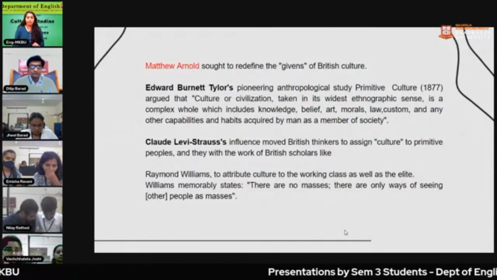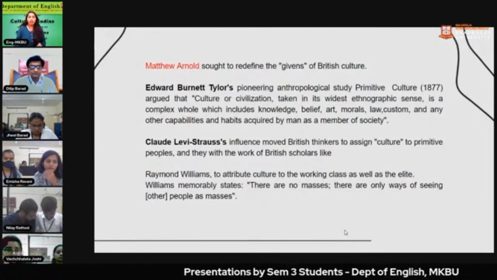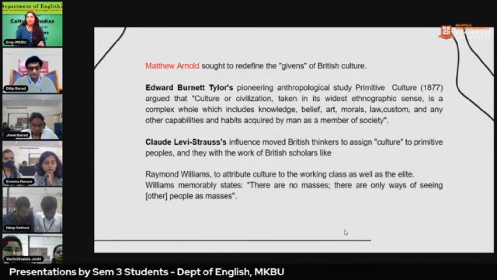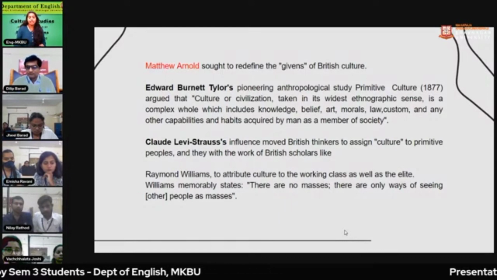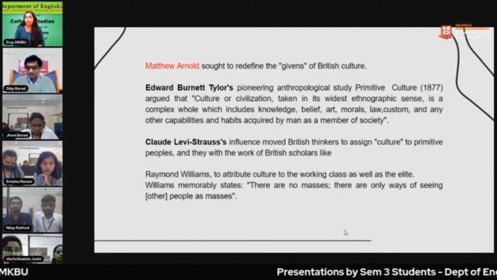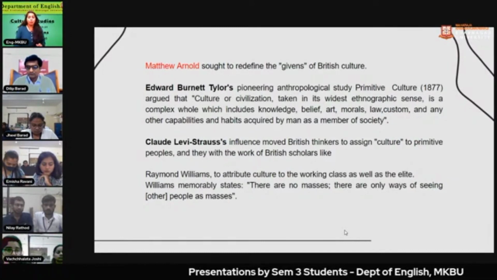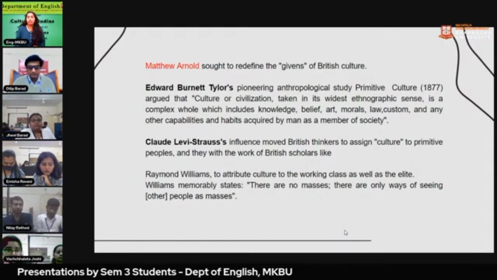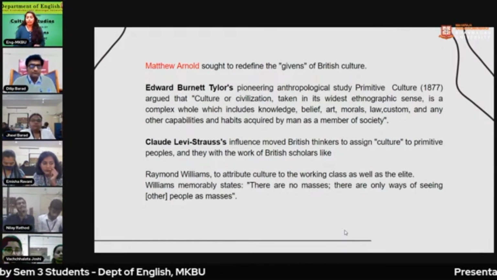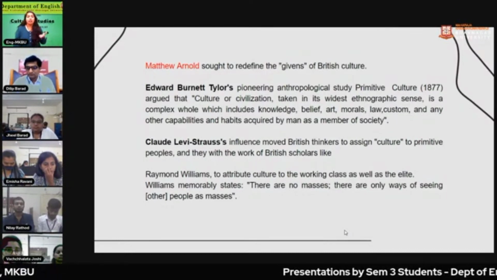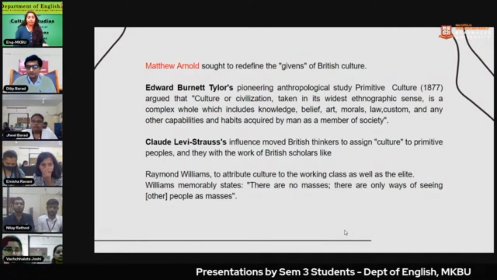of anthropological studies, in Primitive Culture, argued that culture or civilization, taken in its widest ethnographic sense, is a complex whole which includes knowledge, belief, art, morals, law, custom, and any other capabilities and habits acquired by man as a member of society. It is connected with humans who are connected with societies.